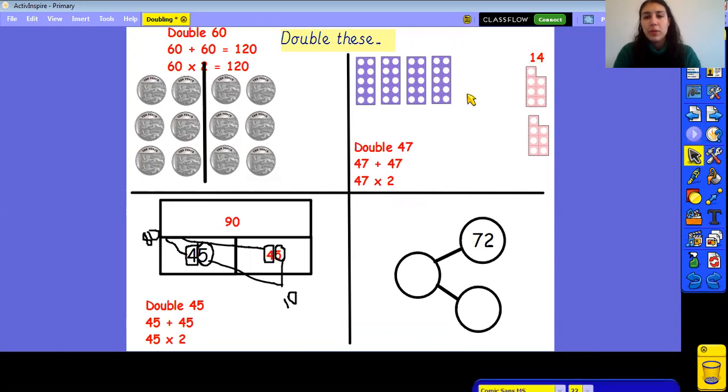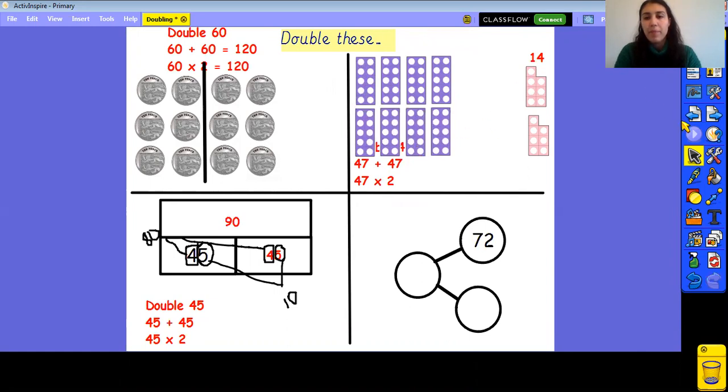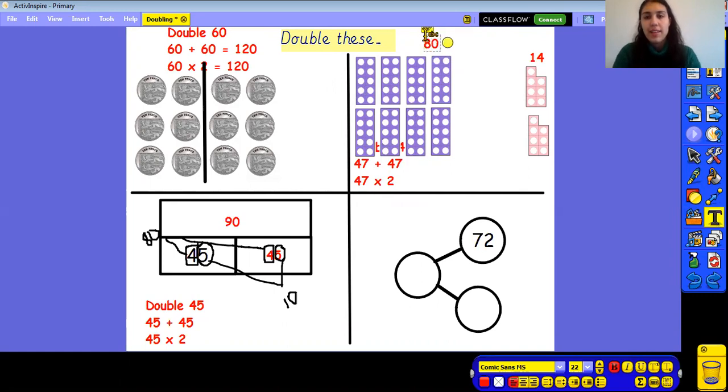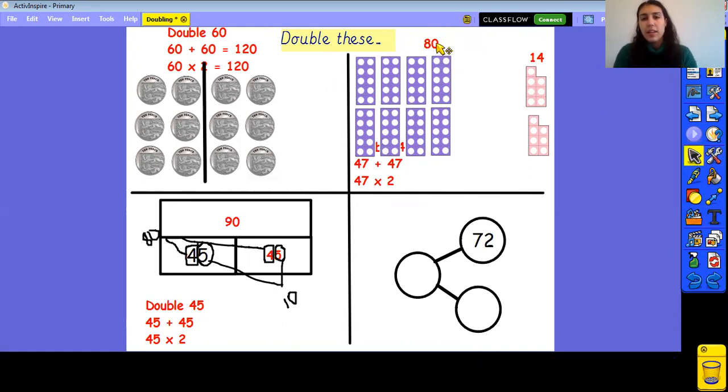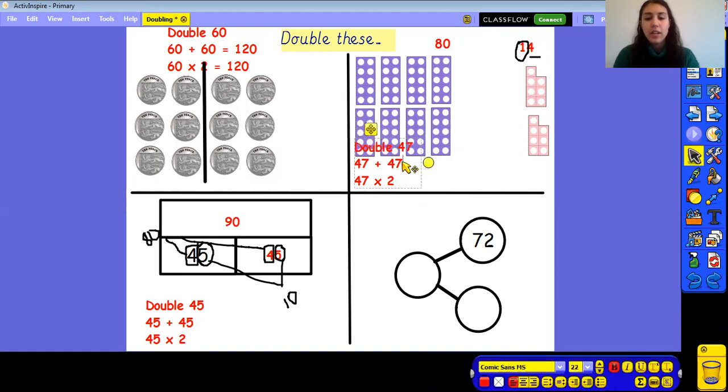And now we've got to double our 10s. So I've got 4 10s and I'm going to double those. And now I've got 8 10s. And all I need to do is add those together. 80 add 14. Well, 8 10s add 1 10 would be 9 10s, that would be 90. And then add my 1s, 94. So double 47 would be 94.